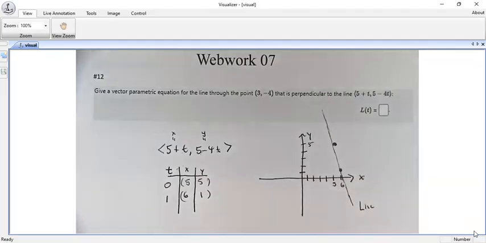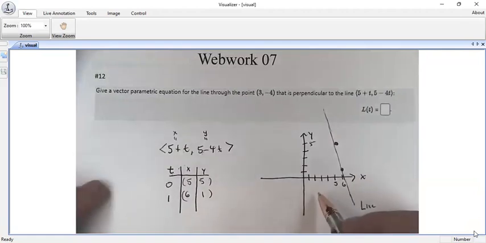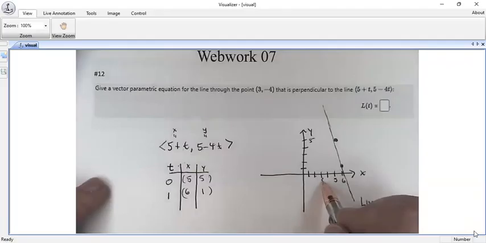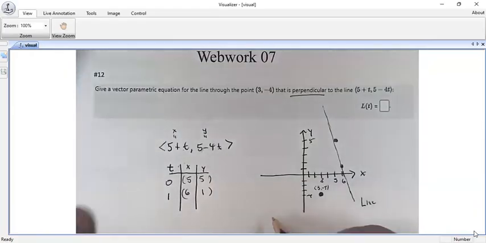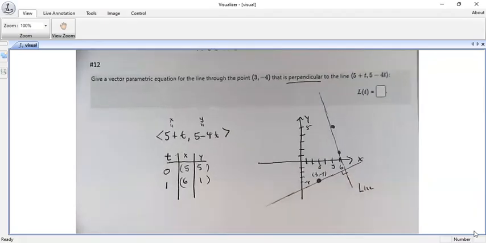Now, we want to give a parametric equation going through the point (3, -4). We want to go through this point right here. This is my point, (3, -4), and I want the line to be perpendicular. Perpendicular means I'm going to come in here and hit this line at a 90-degree angle. I want the equation of this line.